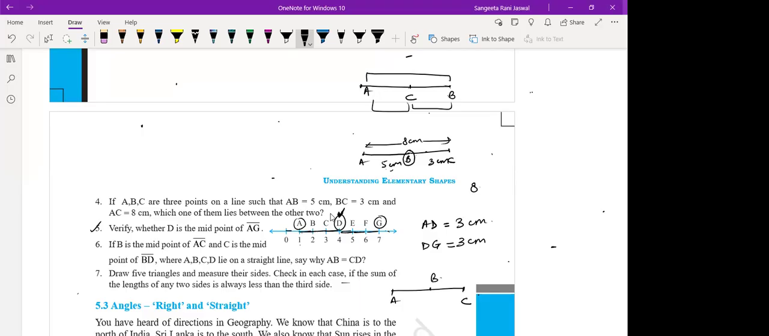And C is the midpoint of BD. B is the midpoint of A to C and C is the midpoint of BD. That means if we stretch this further, we get this point D here. And it's saying C is the midpoint of BD, where ABCD lie on a straight line. Say why AB is equal to CD. So how can you say that this part AB is equal to CD?